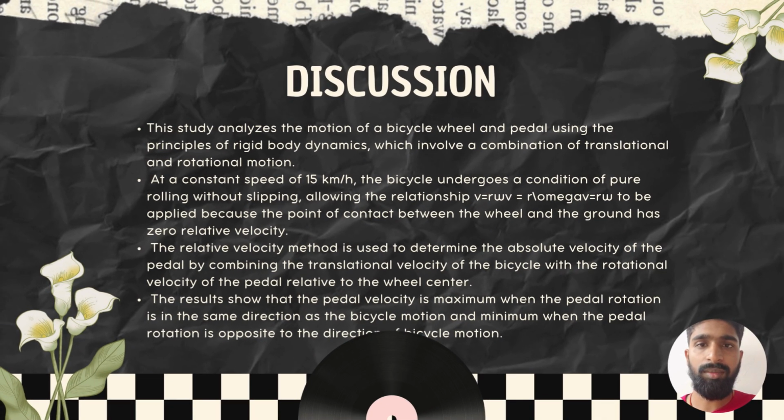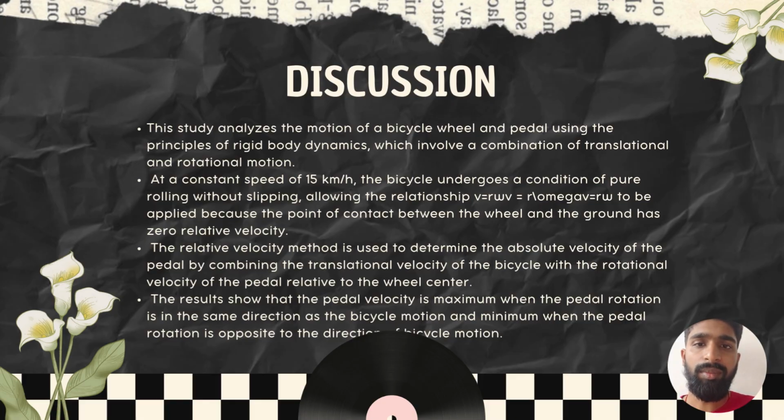This study analyzes the motion of the bicycle wheel and the pedal using the principle of rigid body dynamics, which involves a combination of translational and rotational motion. At a constant speed of 15 km per hour, the bicycle undergoes a condition of pure rolling without slipping, allowing the relationship to be applied because the point of contact between the wheel and the ground has zero relative velocity.